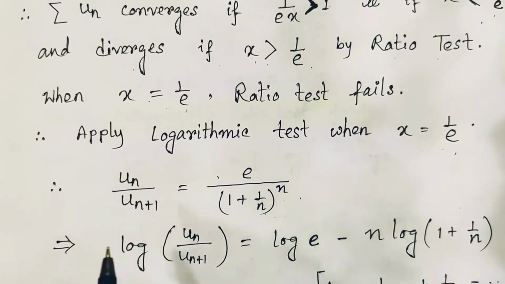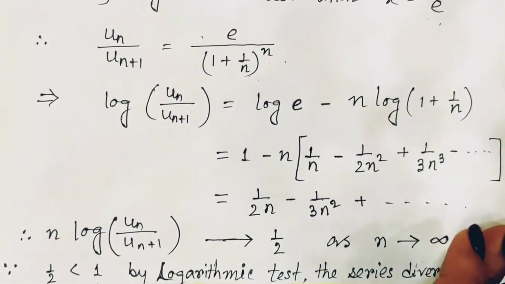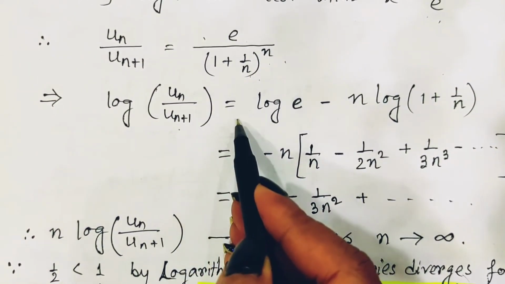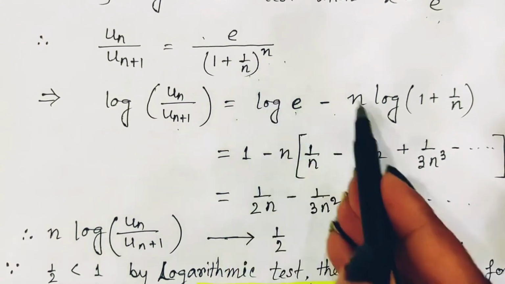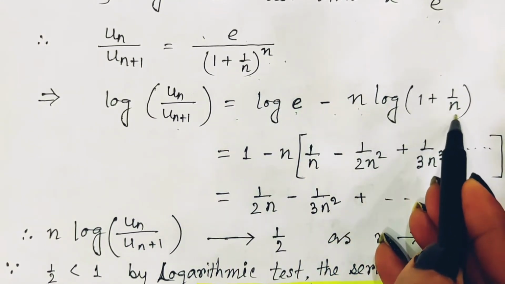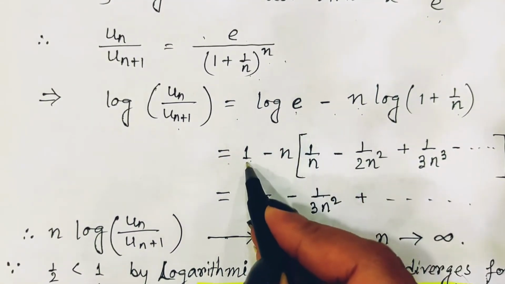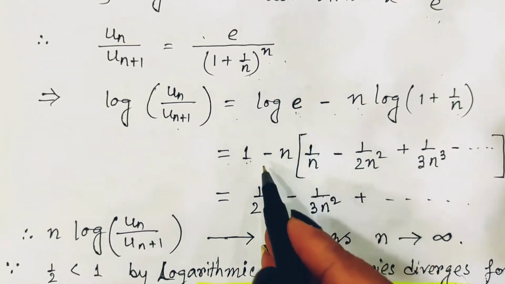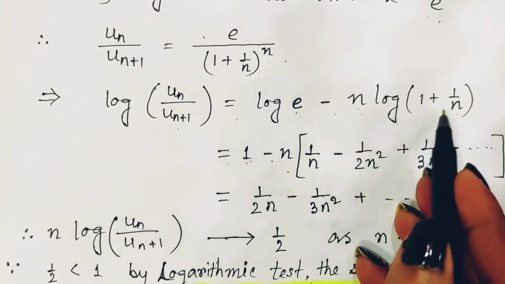Now we just take log on both sides. So if we take log on both sides, then what will we find? We find log of un divided by un plus 1 is equal to log e minus n, here the power n at first we should write, then n into log of 1 plus 1 upon n. So here log e is equal to 1. We know that log e is always 1. So now here it is minus n times log of 1 plus 1 by n.